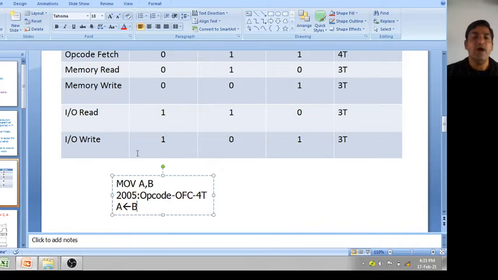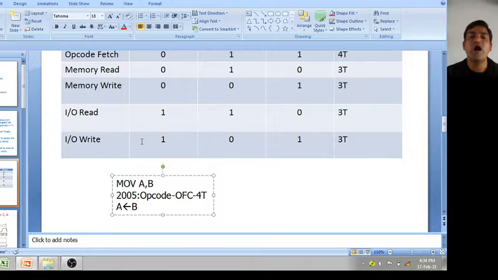When there will be a memory read operation? When data is coming from memory to microprocessor. And when will be memory write? When data is going from microprocessor to memory, and memory is nothing but a 16-bit address. And when there will be input output read operation? When data is coming into the accumulator from any input port. And when there will be input output write operation? When data will go from accumulator, or you can say from microprocessor, to where?